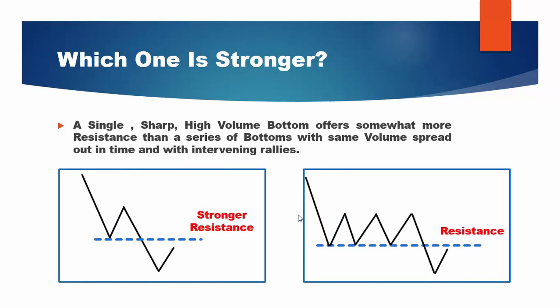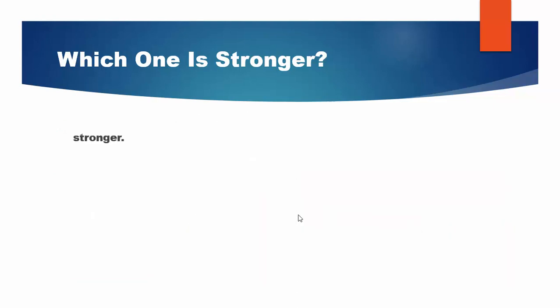Look at this picture. This criterion says if we have the same volume at the bottoms which are making these resistances, the left side image represents a stronger resistance level. This happens because most of the volume enters into the share with exit in the subsequent rally in the right picture. The next criterion watches the distance of price decline after resistance.